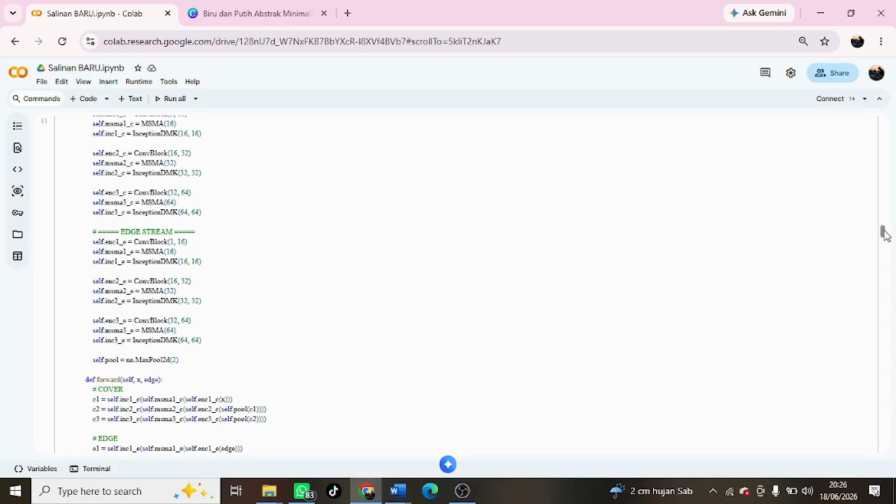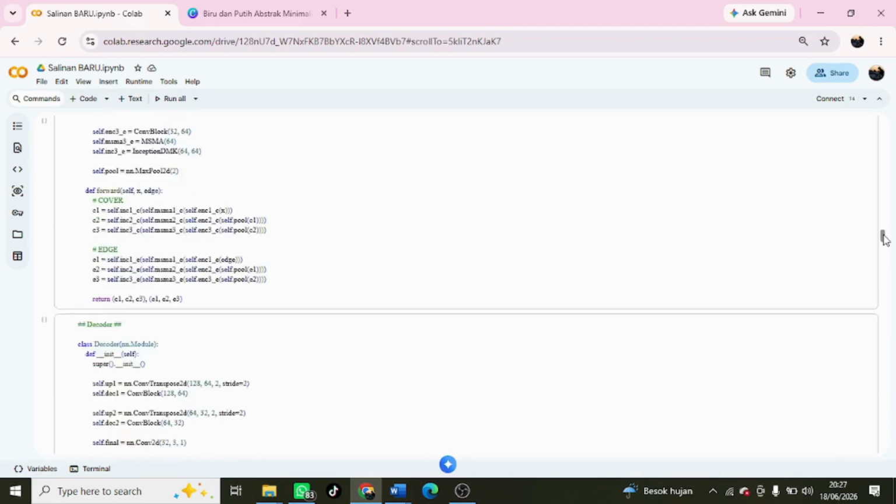In each stream, data is processed in stages using conv-block to extract features, then enhanced using MSMA so that the model focuses more on important information, and subsequently enriched using inception DMK to capture features at various scales. After each feature extraction stage is complete, downsampling is performed using max pooling so that the feature size becomes smaller but the number of channels increases. The purpose of this process is to allow the model to learn low-level information such as edges and textures in the early layers, and then learn more complex information in the deeper layers.